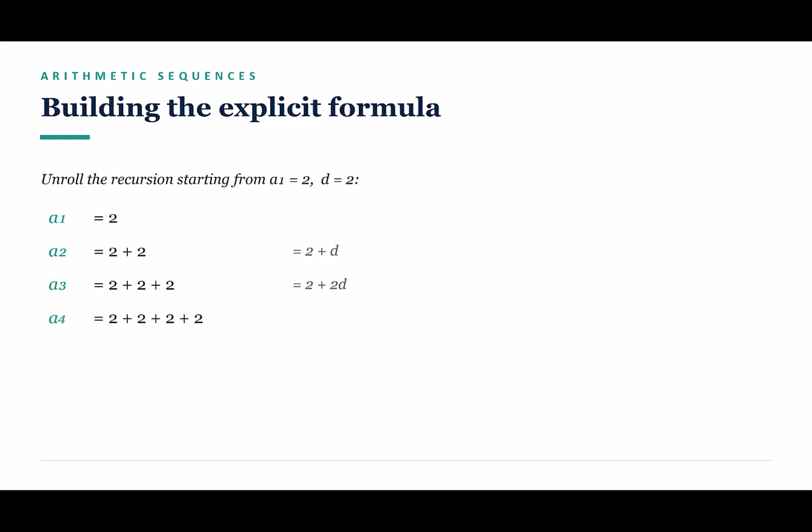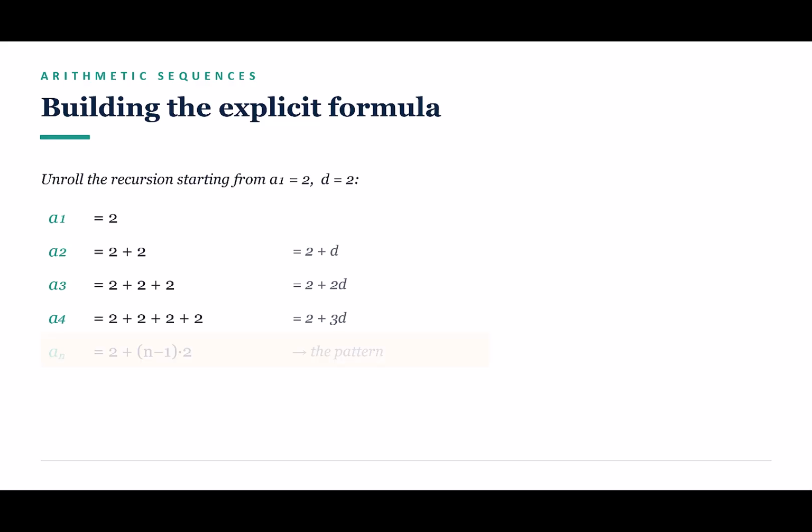So let's walk through the steps to build an explicit formula. We'll start by unrolling the recursion, starting with a sub 1 is 2 and a difference of 2. After we had the first term of 2, we added our difference d. So we have 2 plus d. To get to the next term, we added 2 again. So now we've added d twice. So we have 2 plus 2d. The next term again adds 2, which means now we have 2 plus 3d.